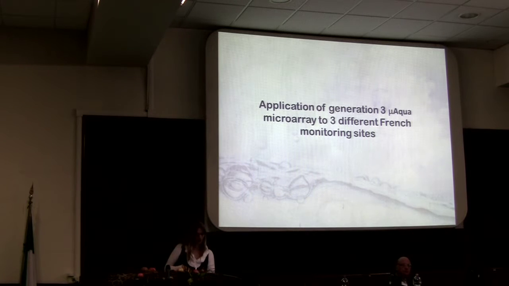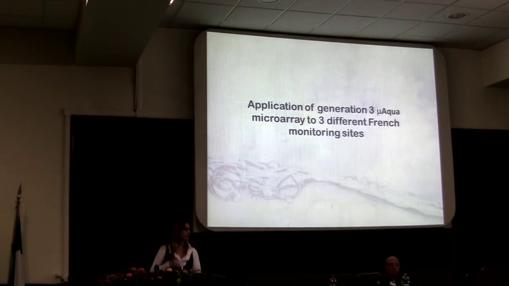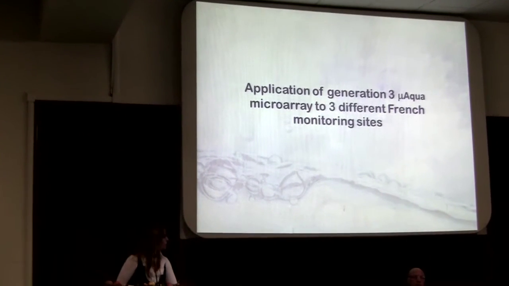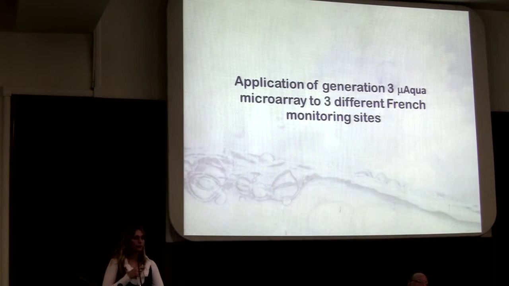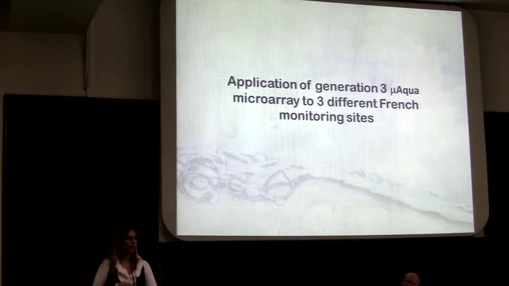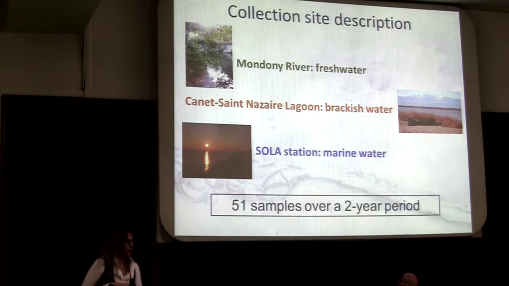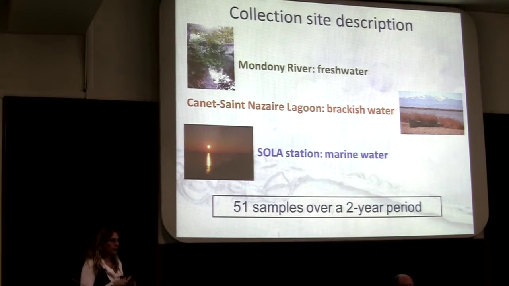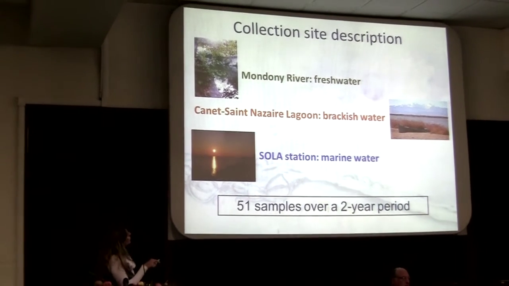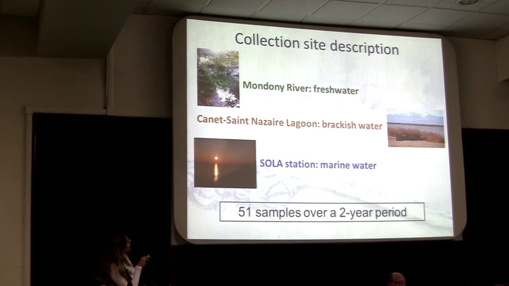So what we did with the calibration and the generation 3 microarray of MicroAqua, we field tested the microarray in different kinds of water. So I'm describing now the panel 3 results. The first site was a freshwater site. This microarray was designed for freshwater, but we chose to test it on marine water as a negative internal control, and on brackish water.